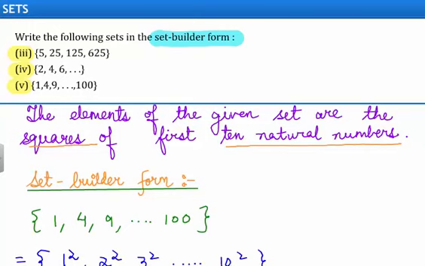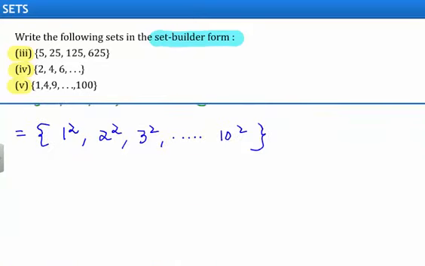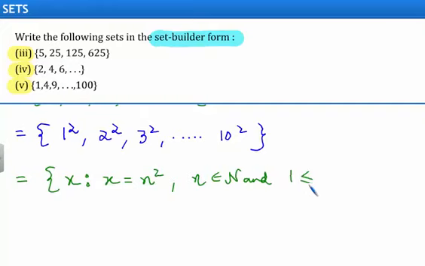So this can be written in the set builder form as x is such that x is equal to n square, where n belongs to the set of natural numbers and 1 less than or equal to n less than or equal to 10. So this completes the solution of this question.